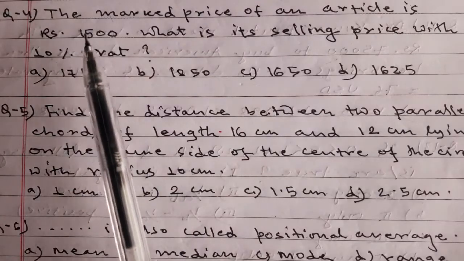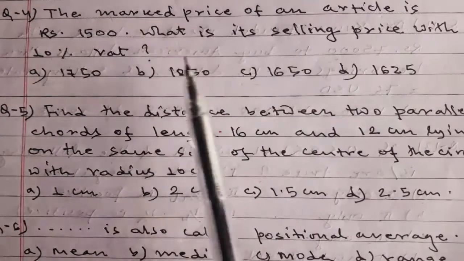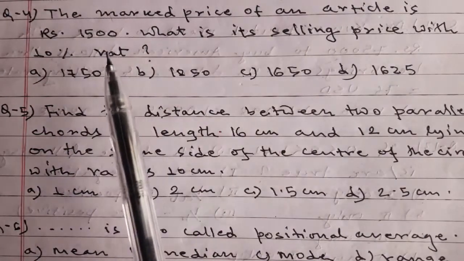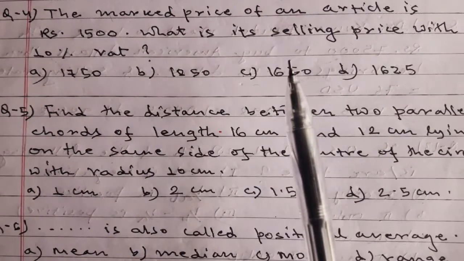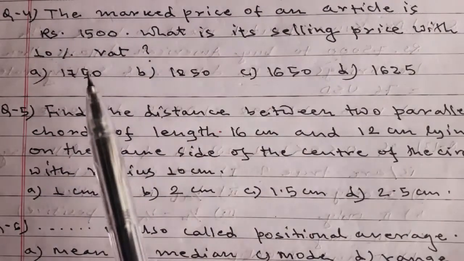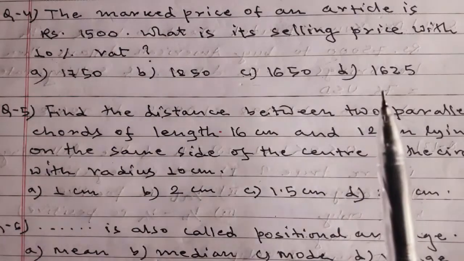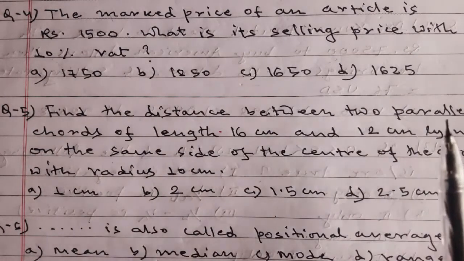Question number 4. The marked price of an article is Rs 1500. What is its selling price with 10% VAT? We are given A, B, C, D 4 options and we have to choose the right option. So let's go to the solution of question number 4.